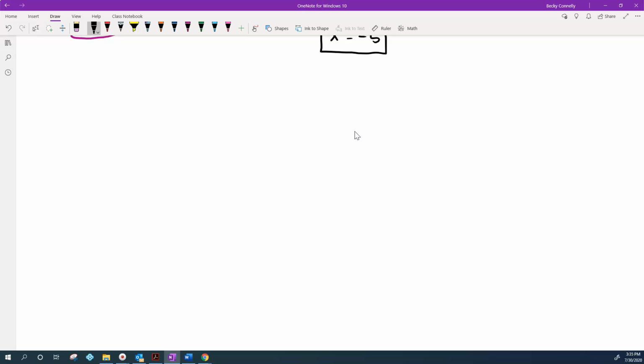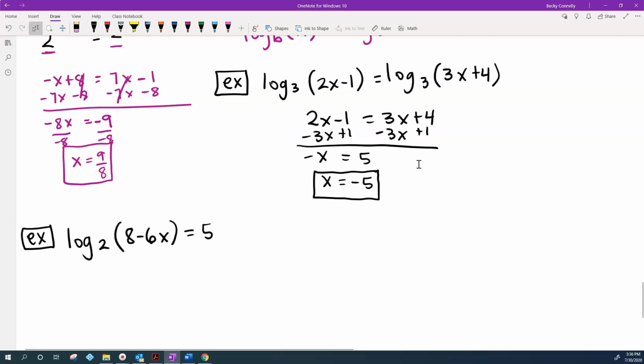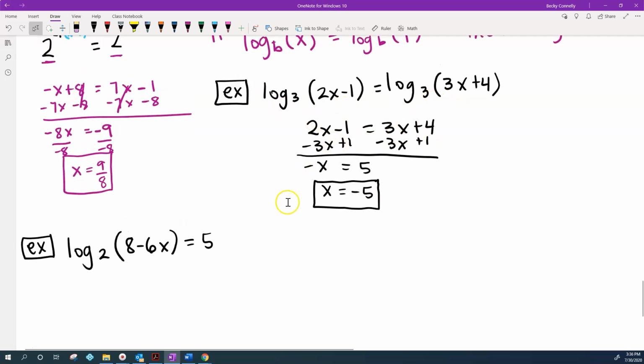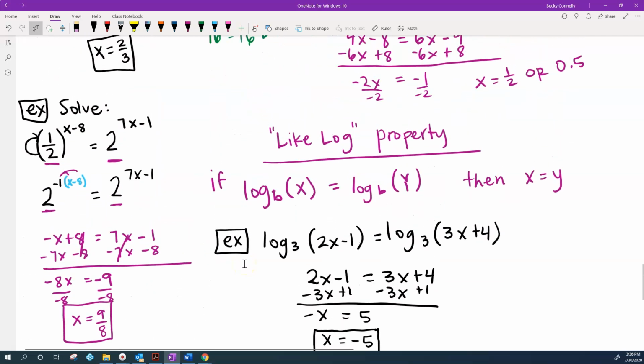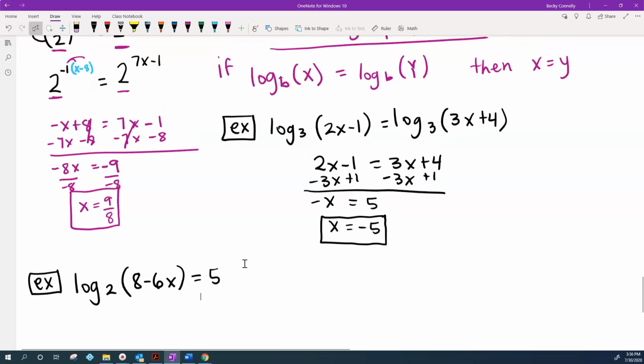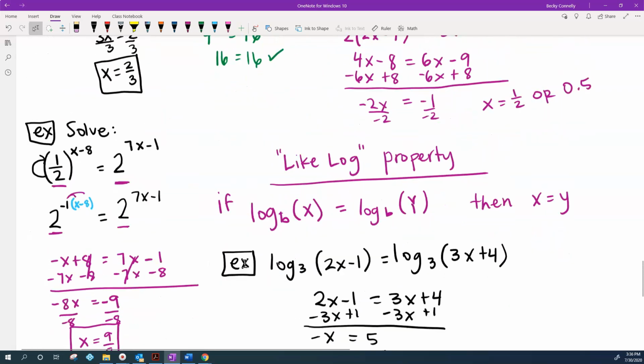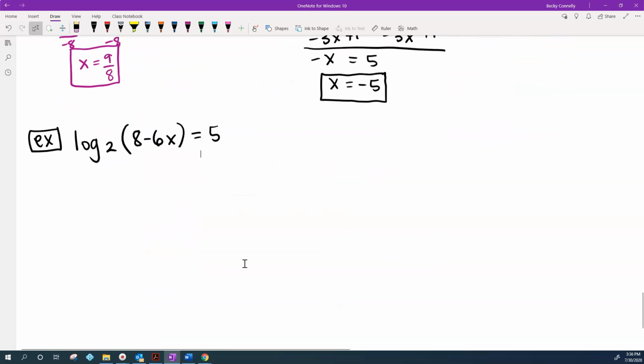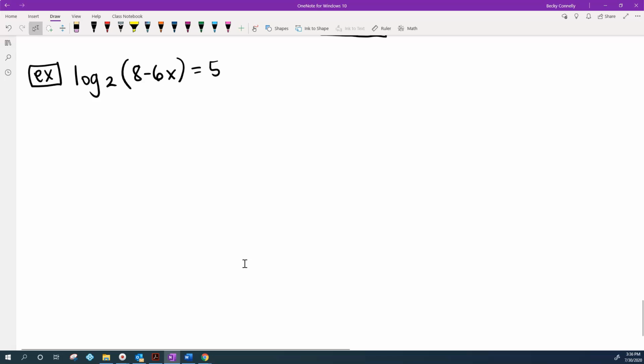Right? So how about if I have log base 2 of 8 minus 6x equals 5. Right, well, I'm looking at this, and if I'm comparing it to ones that were above, it's like, okay, well, I don't have two logs equal to each other, right? There's no log on this right-hand side of it, right? And there's nothing with bases here. So we're going to go back to that original idea of changing the log form into exponential form.